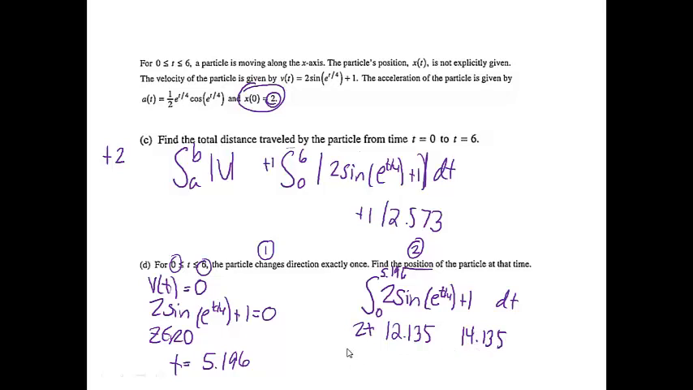All right, so points on this one. We'll get 3 points. If you considered the velocity equaling 0, we're going to get a point. The second point we are going to get is if we have this integral set up exactly how I have it set up. And then if you got the final answer of 14.135, you got an extra point. So that entire thing was worth 3 points. So once again, please put a score out of 9 up at the top of your paper and circle it.